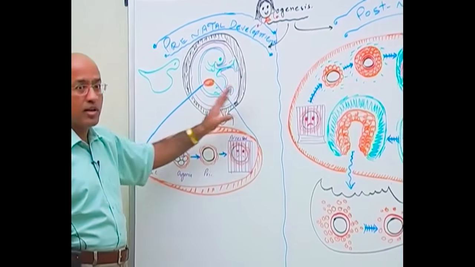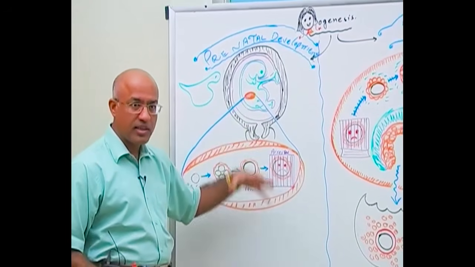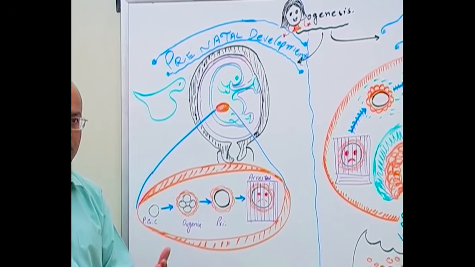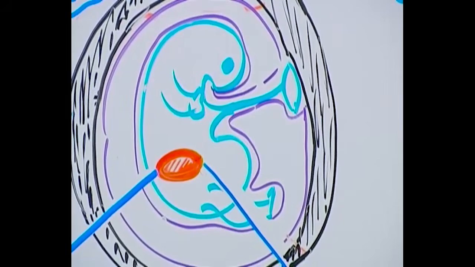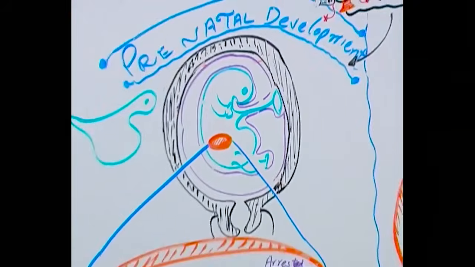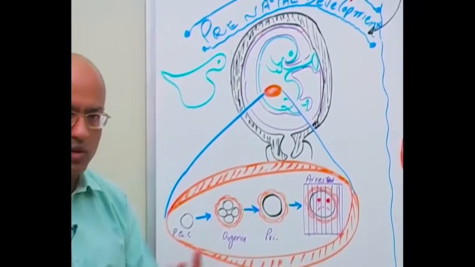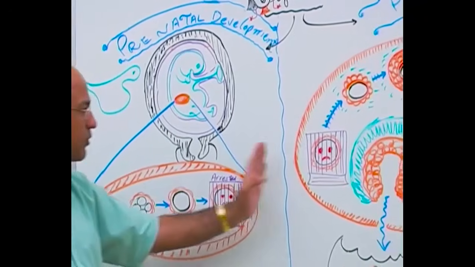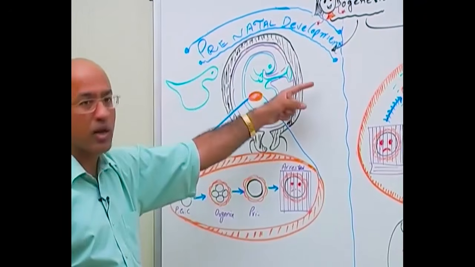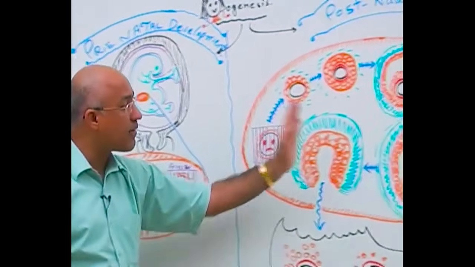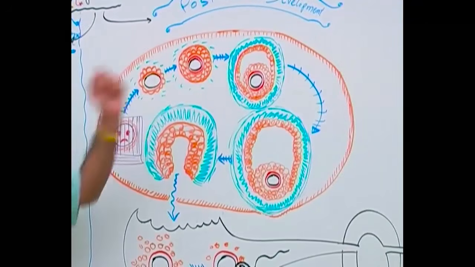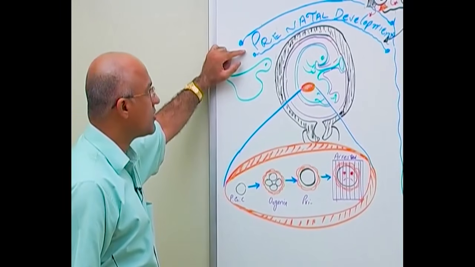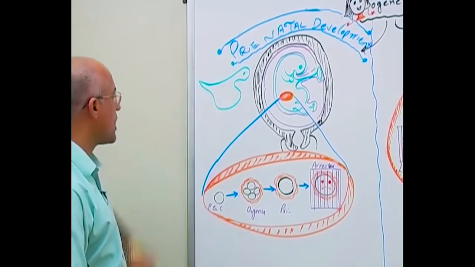Oogenesis starts in prenatal life in females, even before they are born. When the female fetus is still in the uterus of its mother, at that time the ovaries start working and the oogenesis process begins. So in this lecture I have divided oogenesis into oogenesis before birth, that is prenatal development, and oogenesis after birth, which is postnatal development. First of all we will talk about oogenesis before birth, that is prenatal development.